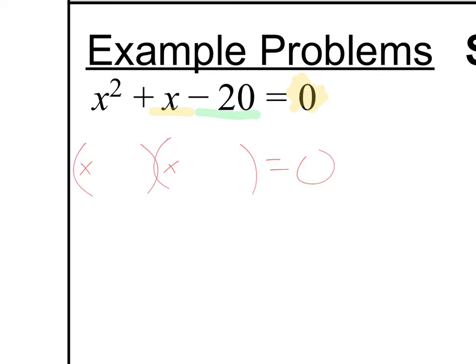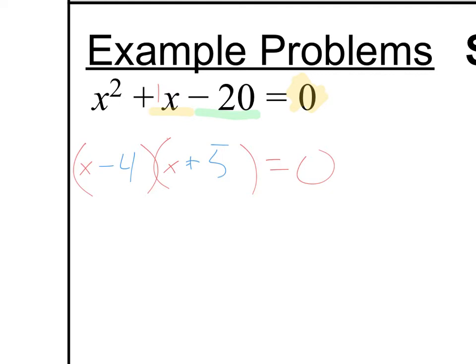So if I go through and think, all right, we've got 1 times 20, that wouldn't work. There's no way to add or subtract 1 and 20 to get a 1 in the middle. So 1 and 20 doesn't work. Maybe 2 and 10, no. 4 and 5. 4 and 5 seems to be the winning combo. So 4 times 5 is 20, but if I want it to be a negative 20, one of these has to be negative. And I want the sum to be a positive 1. Well, if I did a negative 4 plus 5, that would work out. All right, so we factored it.